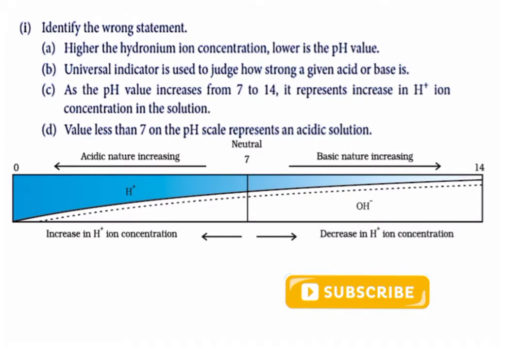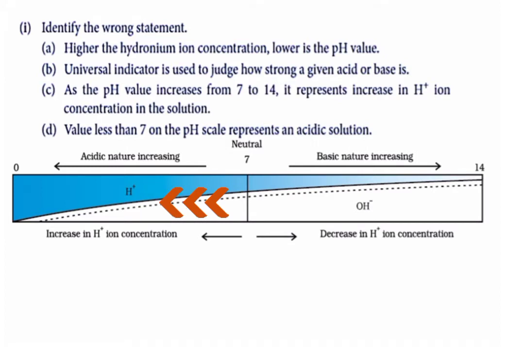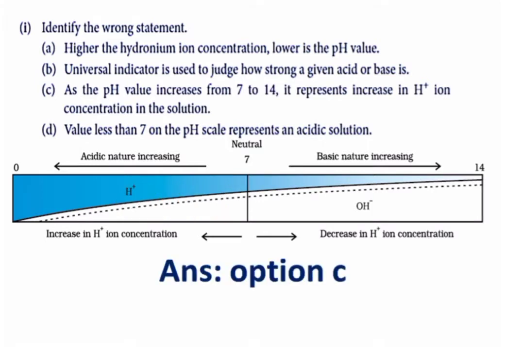We can again confirm by just checking option D also. Option D is saying that value less than 7 on the pH scale represents acidic solution. So if you see in the diagram, you can see that the acidic nature is increasing when the value is decreasing from 7 to 0. So we can confirm that the correct option for this question is option C. As the pH value increases from 7 to 14, it represents a decrease in H+ ions. Hope you all have understood question number 1.